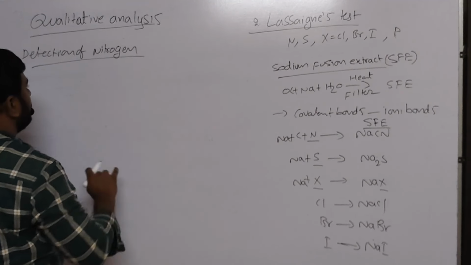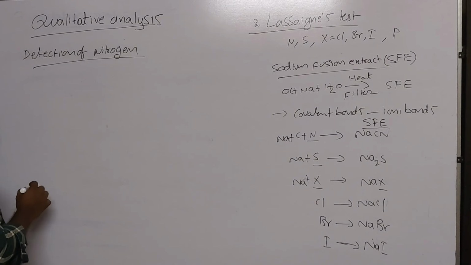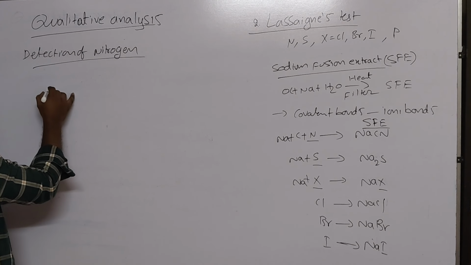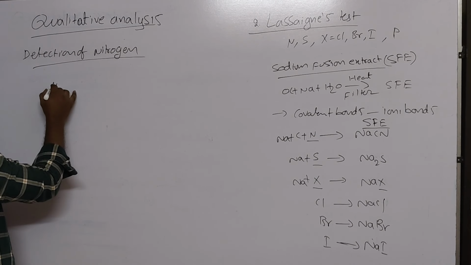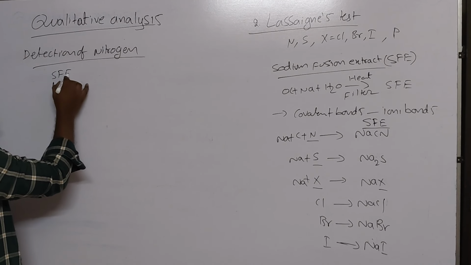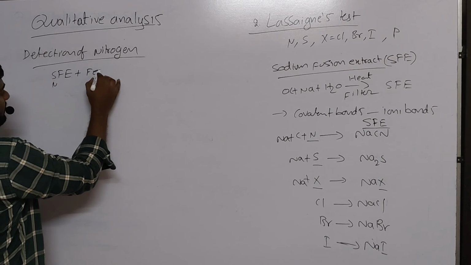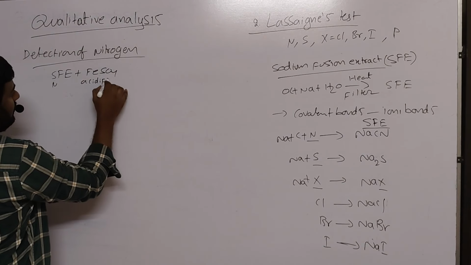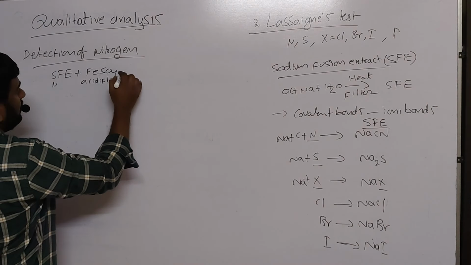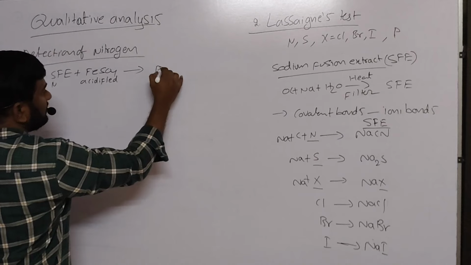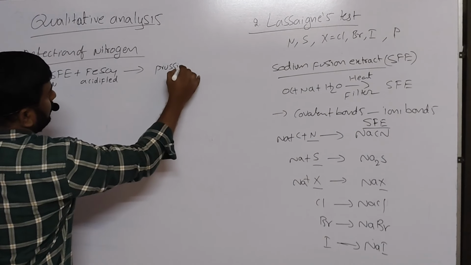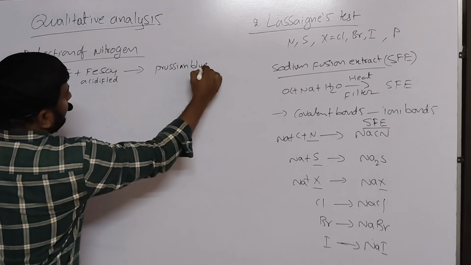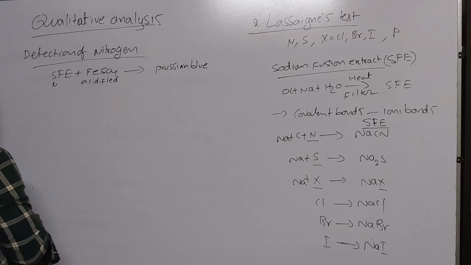How can we identify nitrogen in a given organic compound? If nitrogen is present, we get a sodium fusion extract. To the sodium fusion extract, if we add acidified FeSO4 and a Prussian blue color comes, then nitrogen is confirmed.